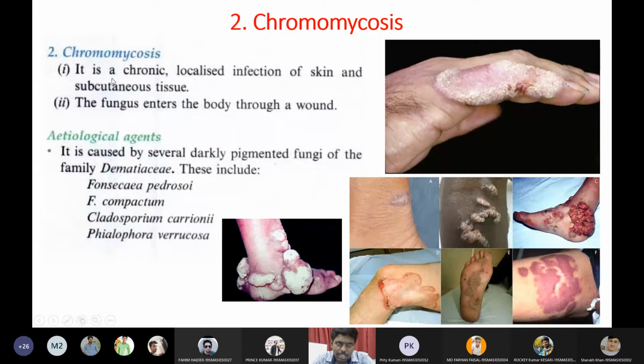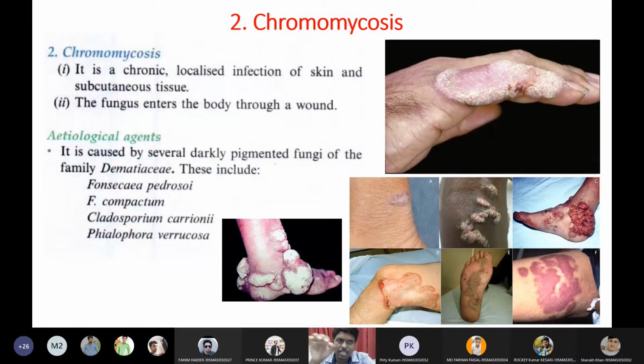It is also a chronic localized infection of the skin and subcutaneous tissue. The fungus enters through a wound. Most subcutaneous fungi enter through wounds. So this fungus also enters the body through a wound. Etiological agent: keep in mind, students, this is a new word for you. Etiology means the origin or the cause. The causative agent is called the etiology.